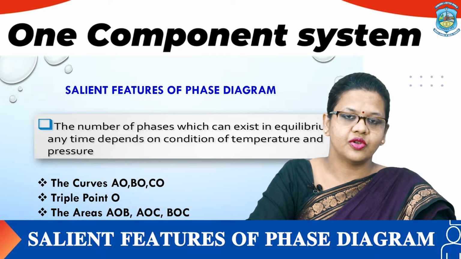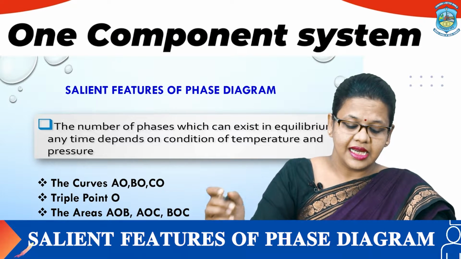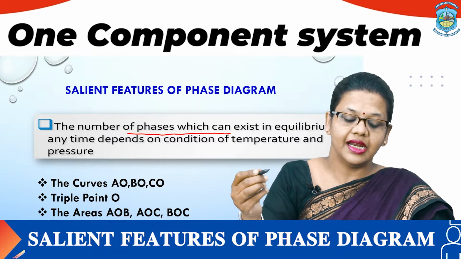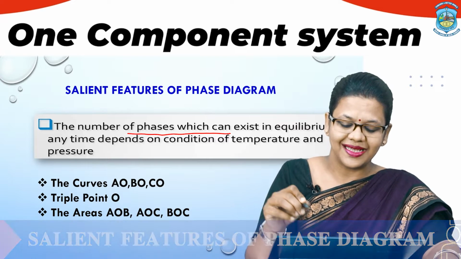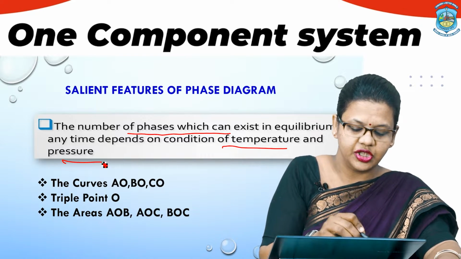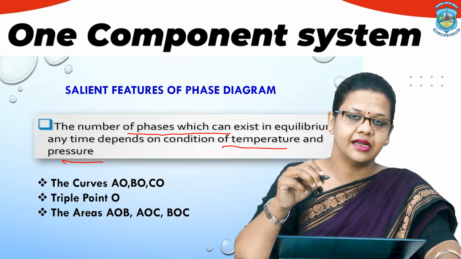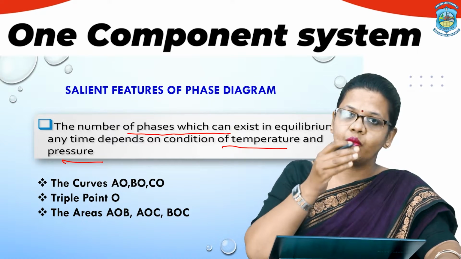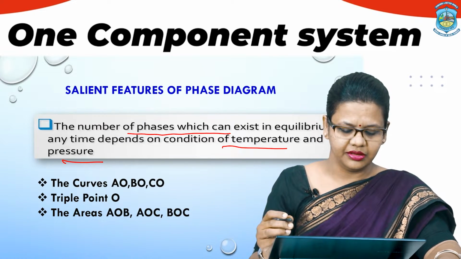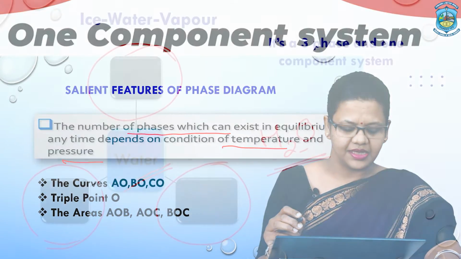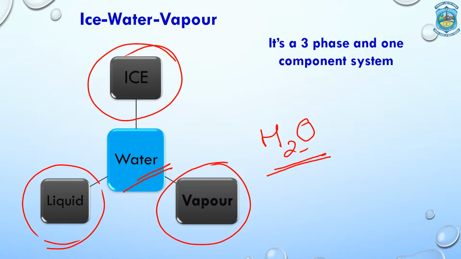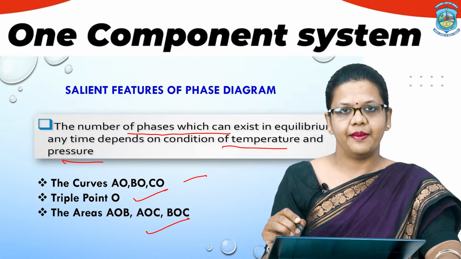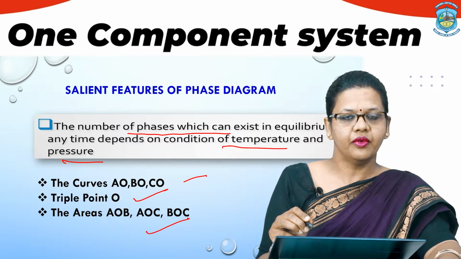The salient feature of a phase diagram is that the number of phases which can exist together in equilibrium depends on the specific temperature and pressure conditions. We represent the phase diagram graphically by taking pressure on one axis and temperature on the other. In the case of the ice water vapor system, there will be three curves, one point and three areas, which we will describe to relate the three states of water.